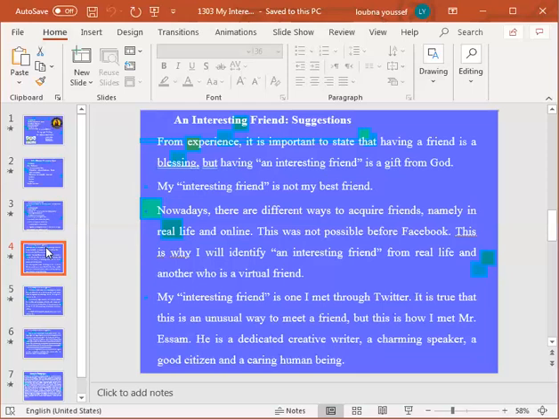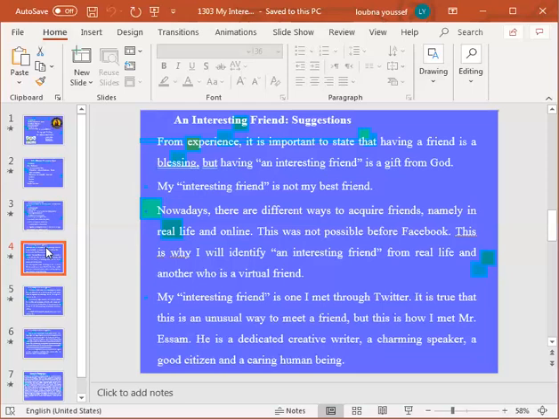Now, what does this sentence do? After making a choice and introducing the interesting friend, the writer provides a topic sentence that introduces not 3 controlling ideas, but 4. Now, this interesting friend, Mr. Rassam, is interesting because he is a dedicated creative writer, a charming speaker, a good citizen, and a caring human being.